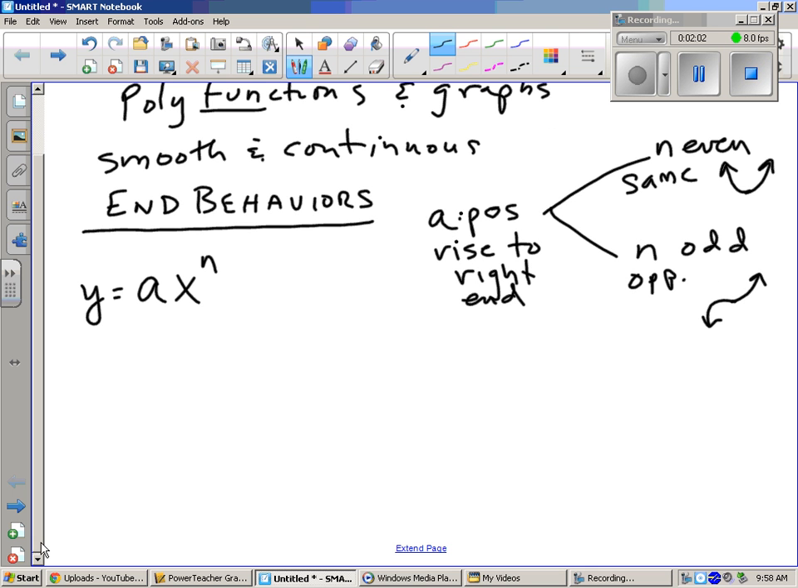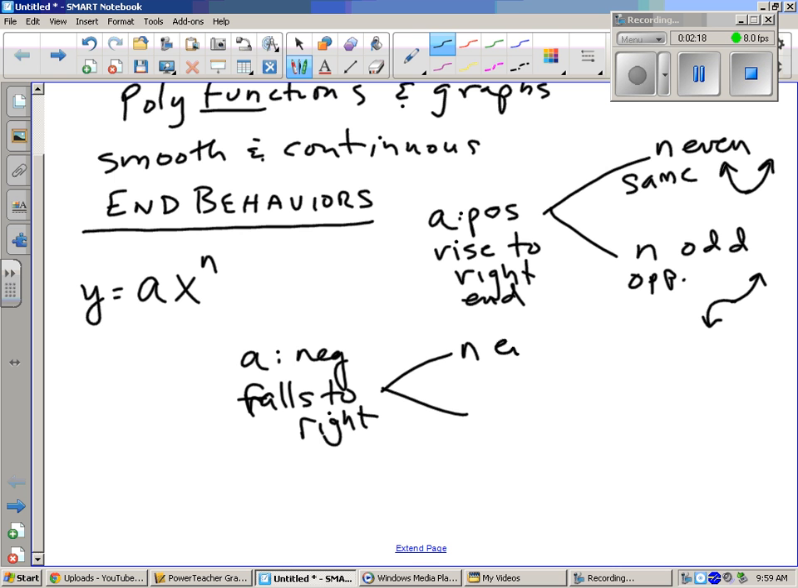Now, if a is negative, first of all, it doesn't rise to the right anymore. It falls to the right. Okay, so then we also have n. If n is even, it's going to do the same thing. So if I fall to the right, I'm also going to fall to the left. If n is odd, then it does the opposite.